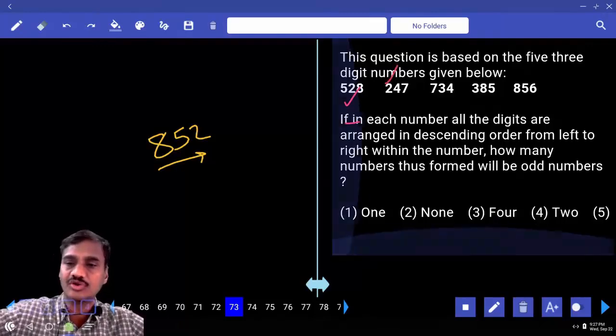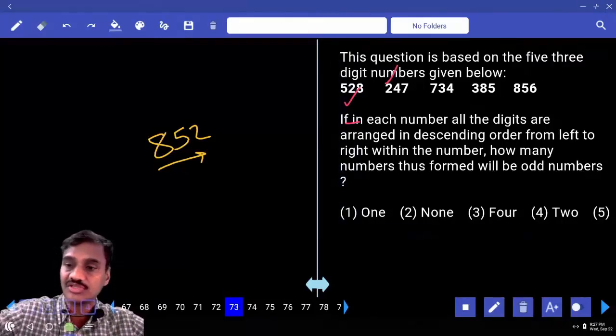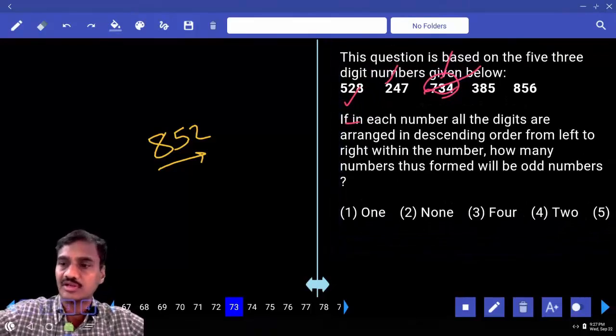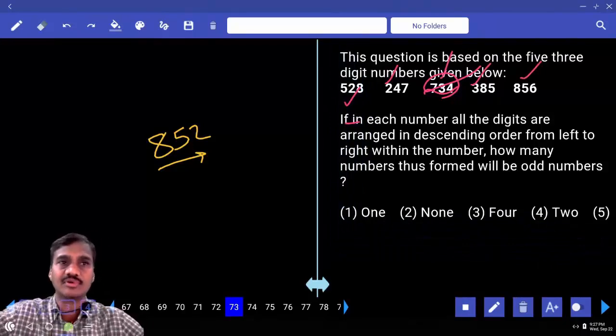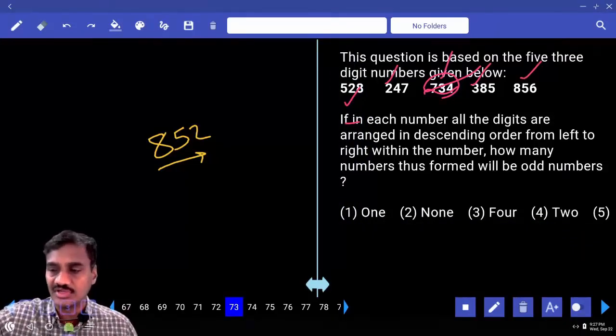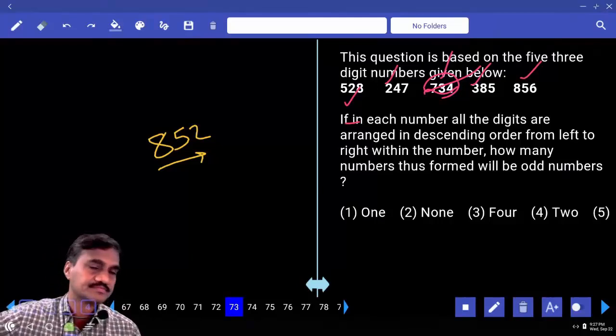Here again the lowest digit is 2, even number. Lowest digit is 3, yes, it is an odd number. Saripenda? Now here the lowest digit is 3, odd number. Lowest digit is 5, odd number. Hence there are only 3 odd numbers, that is choice 5.